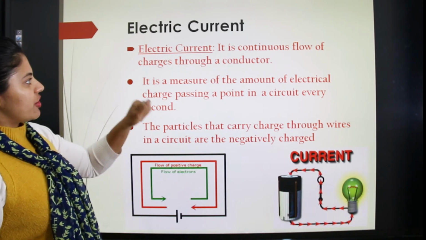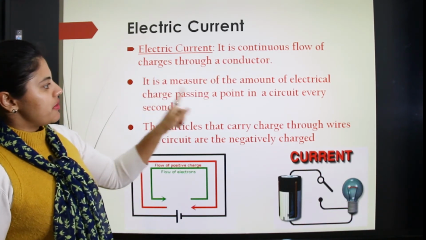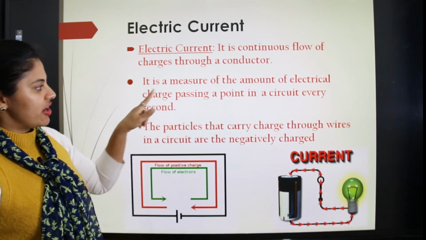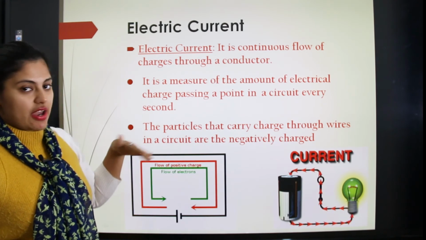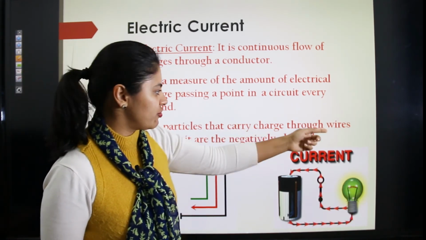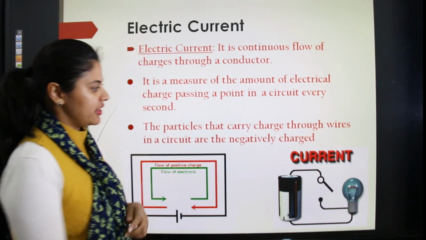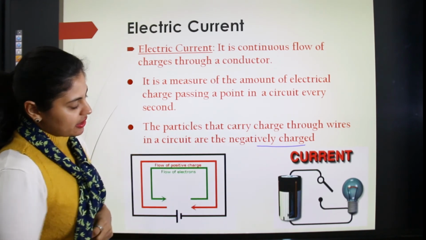Next is electric current. It is a continuous flow of the charges through a conductor. It is a measure of the amount of the electrical charge passing a point in a circuit every second. So every second it gets passed. The particles that carry the charge through the wires in a circuit are the negatively charged. So here I have drawn a picture for you of how the charges pass.